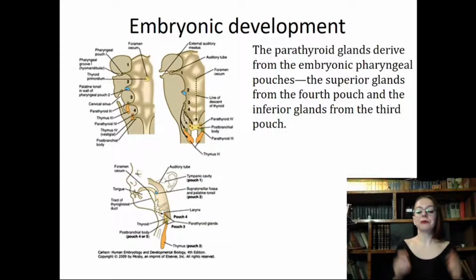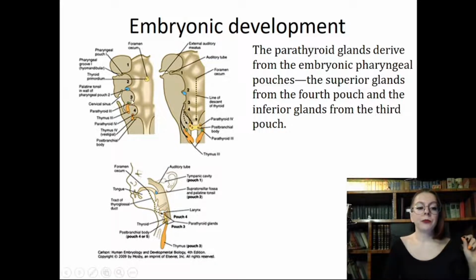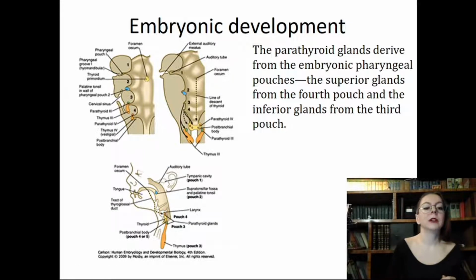As for the embryonic development, again we talk about the pharynx. We have just said that the thyroid gland is formed from the bottom of the pharynx, and C cells are formed from the fourth pharyngeal pouch. And now we should remember that the parathyroid glands are formed from the third and fourth pharyngeal pouches, and the upper pair derives from the fourth pouch, and the lower pair derives from the third.